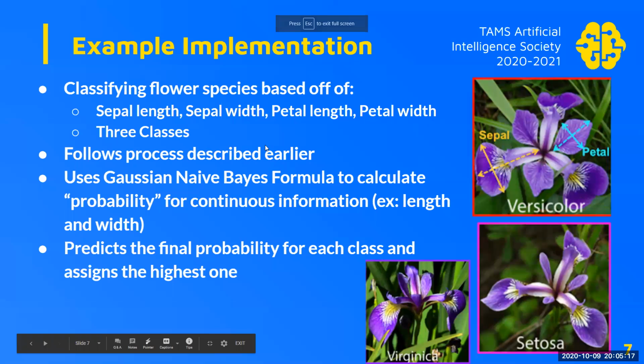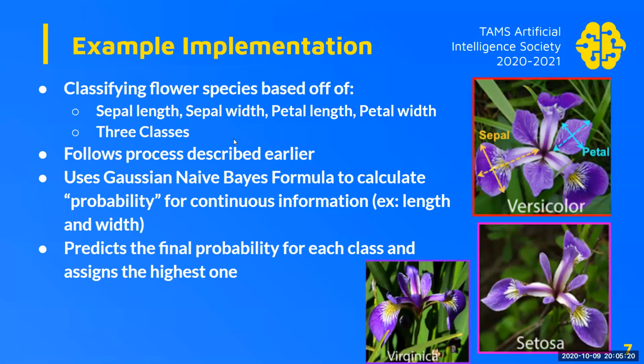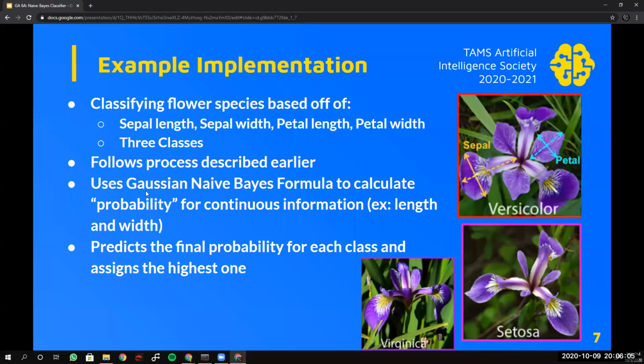Cool. All right. So there's 4 features that we're using: the sepal length, sepal width, petal length, petal width. They're just numbers. It's not discrete data. It's actual number data, so continuous data. So we're going to be splitting the flowers in our data set into 3 separate classes, and it'll follow the process of naive Bayes that Henry's been describing. And because we're using continuous data, in order to calculate that probability, it'll actually be using the Gaussian naive Bayes formula. And at the end, it'll predict the final probability for each class and assign the highest one to whichever data you're giving it to predict with.